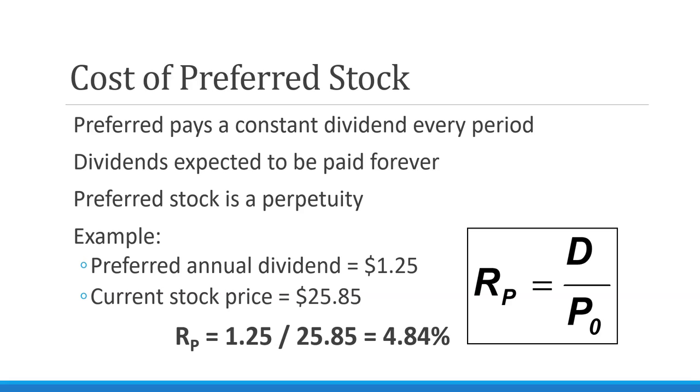Because preferred stock pays a constant dividend every period, and those dividends are expected to be paid forever, preferred stock is a perpetuity. So we take our preferred annual dividend divided by the current price in order to get what the required return is on preferred stock, to get our cost of preferred stock.